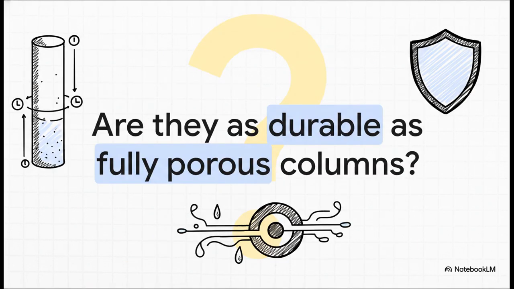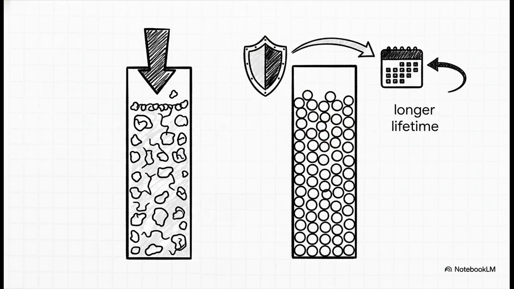Okay, another critical question, especially for any busy lab. What about durability? Are these things as tough as fully porous columns? Believe it or not, they're often more durable. That solid core gives the particle a really rigid structure. This leads to a much more stable, uniform, packed bed that's better at handling pressure shocks. The bottom line? You often get a longer column lifetime, especially if you're running at high flow rates.